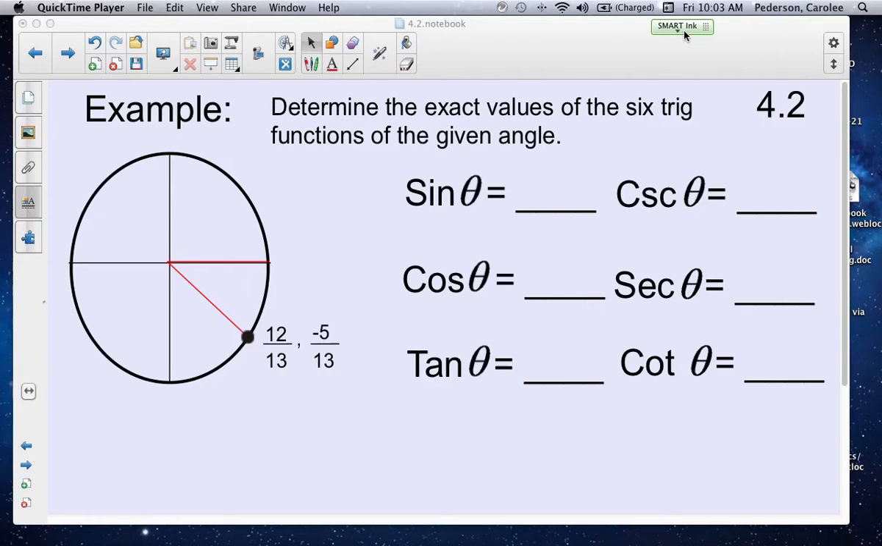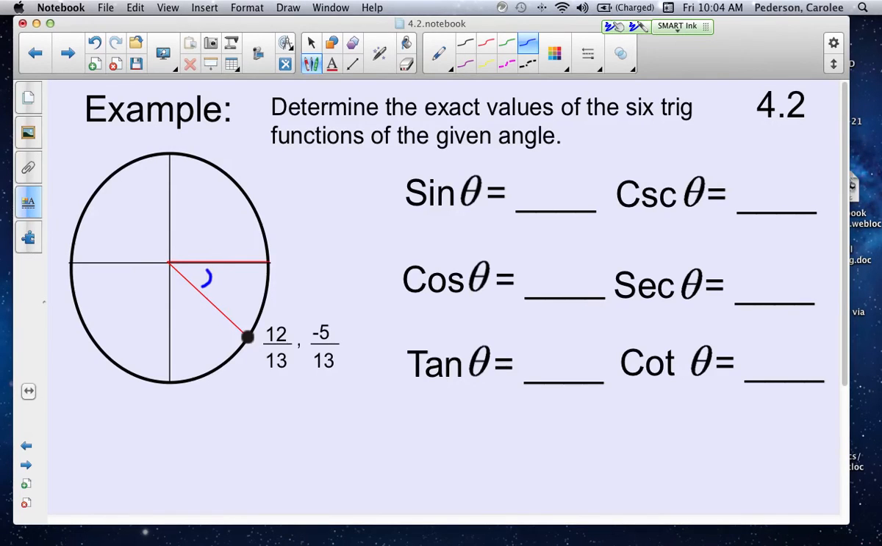What we want to do is evaluate this angle theta for sine, cosine, tangent, cosecant, secant, and cotangent. So here is my theta, or this could be my theta, depending if it's a positive or negative. And we give you the ordered pair. So this is your x value, that's your y value. So they figured it out for you. What we're going to do is take it and identify the 6 trig functions.